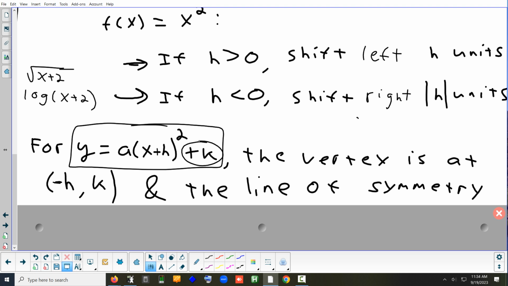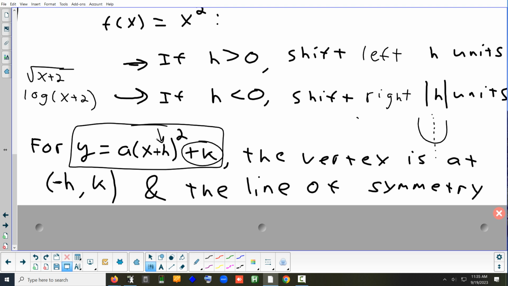We'll try an example of that in a second. So the vertex is always the opposite of h, and then just write k. Don't do the opposite of k. Now, line of symmetry. Here's a parabola. There's a line of symmetry. If you shift that parabola up or down, does that affect the line of symmetry? No. So k has nothing to do with the line of symmetry because k is shifting up and down. What about if you shift it left or right? Yes. So if you shift left or right, what we're going to be focusing on is the h value.